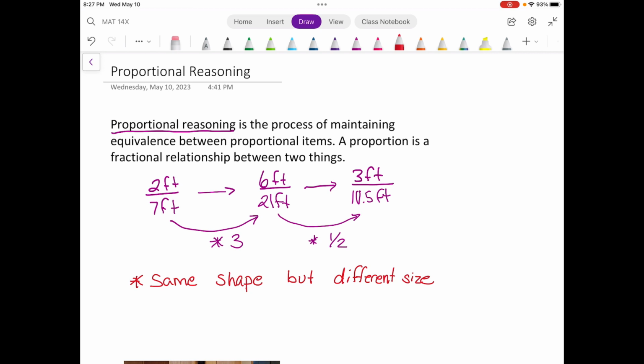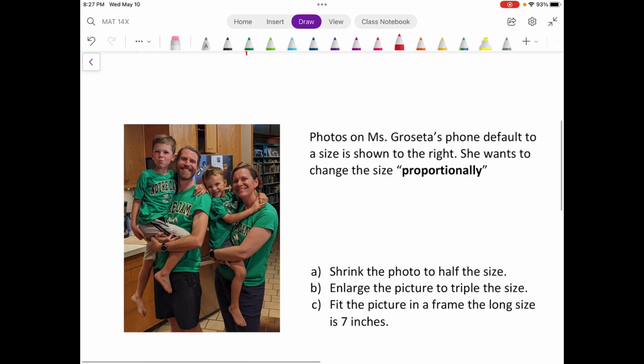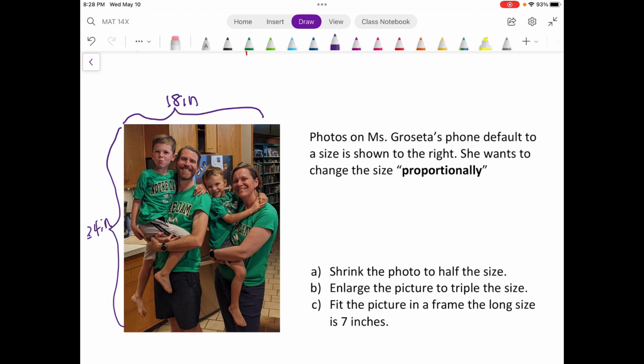Now we're going to start with a situation that most of us might be familiar with, a photo. So here's a photo of my family. And if I just downloaded this photo from my computer, it would actually come out huge. It comes out 18 inches by 24 inches. Let's be honest, no one wants a photo that big. Maybe for a special case, but that's over 2 feet tall.